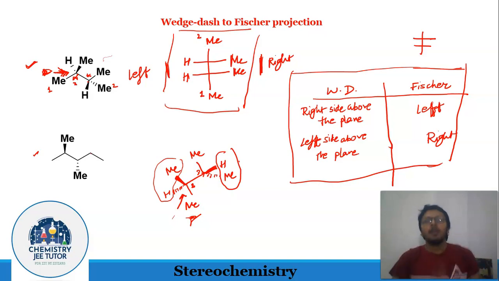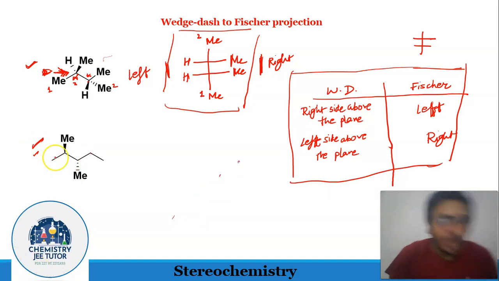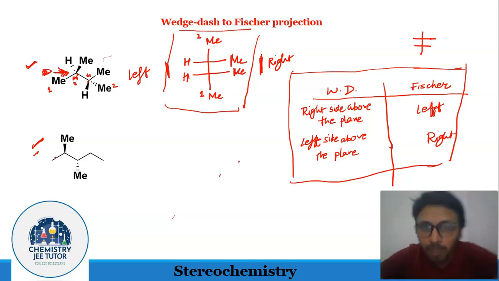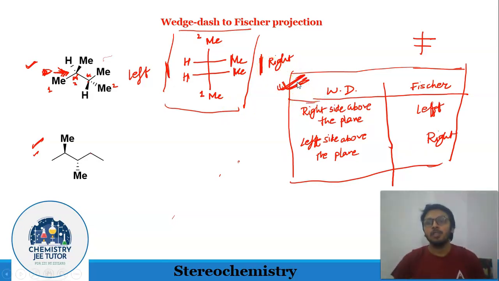Got it? So if you have got it, please pause the video here and do this number 2 one. I'll show you how to do it. Don't forget this table, students. This table is all you are required to know. You don't need to remember anything else. So you can see any wedge dash projection and change it to a Fischer projection. You just need to remember these two rules. That table is enough to convert any wedge dash to a Fischer projection.